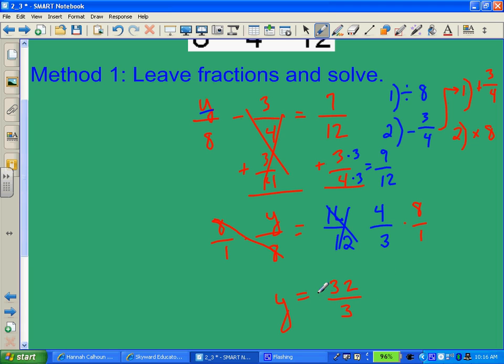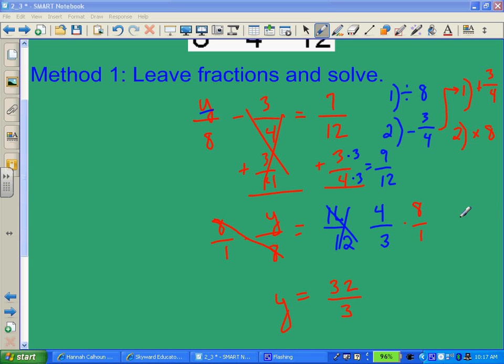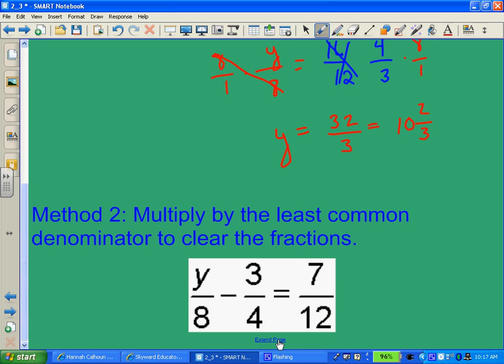Now, I could leave it like this, or I could put it into a mixed number. So since 32/3 is simplified on its own, I could leave it there, or if you like mixed numbers better, which I know some of you do, that's 10 and 2/3. Okay, so either answer is okay.